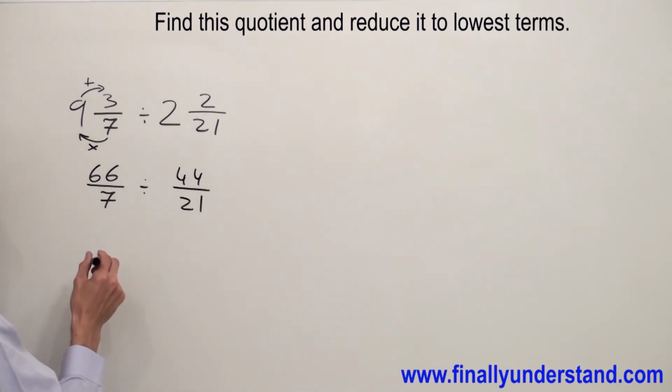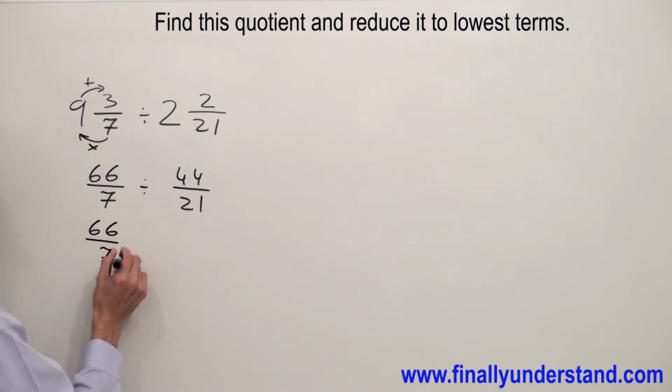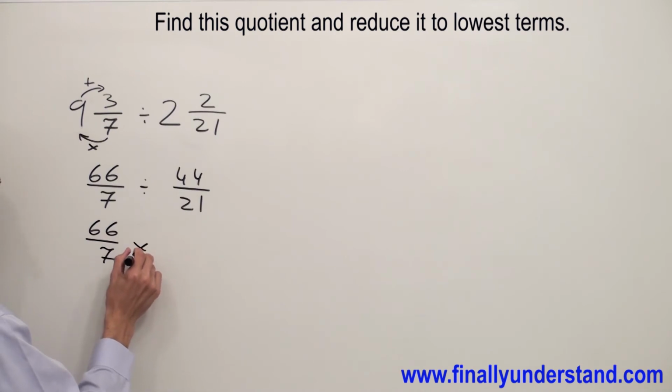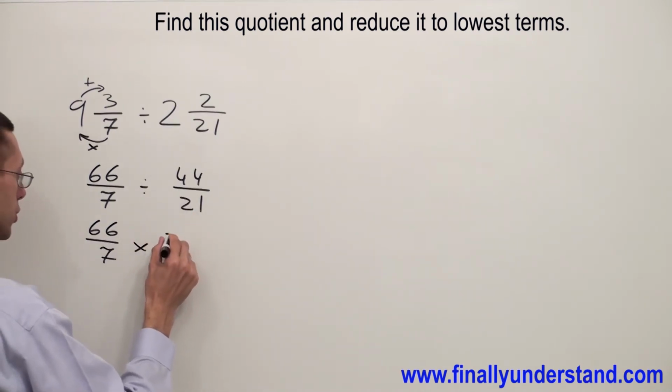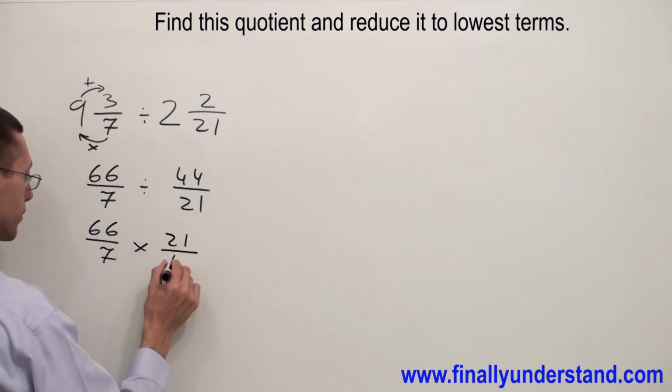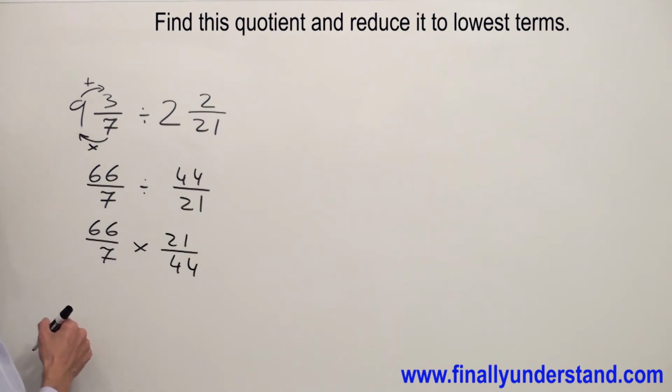Anytime we divide fractions, we have to copy first fraction down. We have 66 over 7. Division I have to change to the multiplication, and I have to find the reciprocal of the second fraction, which is 21 over 44. Now check if we can reduce any numerator with any denominator.